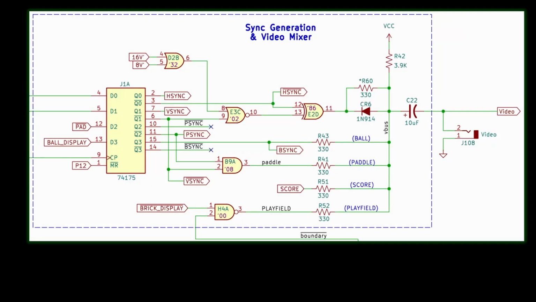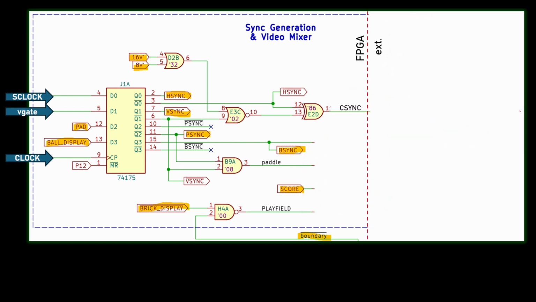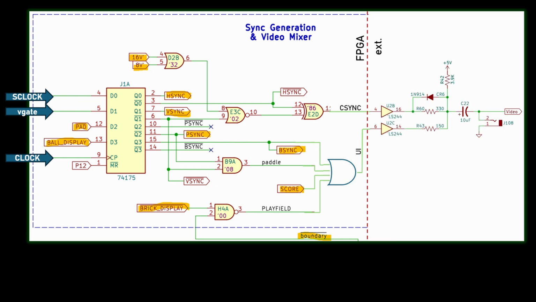Next up on the menu is the video sync. This section takes in clock, S-clock, V-Gate, pad, ball display, 16 Vector Prime, 8 Vector Prime, score, brick display, and boundary lines. For outputs, it emits H-Sync, V-Sync, B-Sync, P-Sync, and video. But we'll need to change this layout by placing the passives outside of the FPGA. We can do this with 2 wires by putting out the composite sync and a combination of all UI signals. We'll drive this with 74LS244 gates and mix them externally.